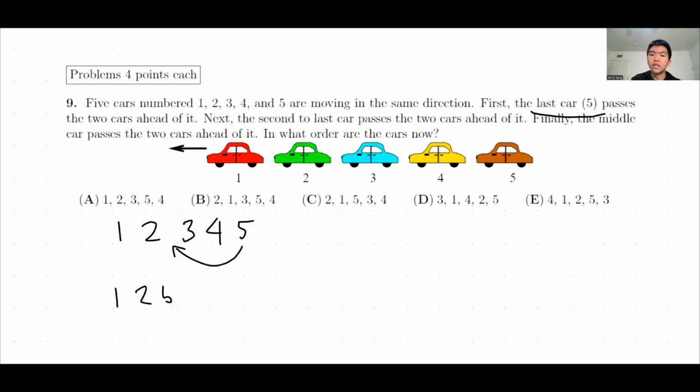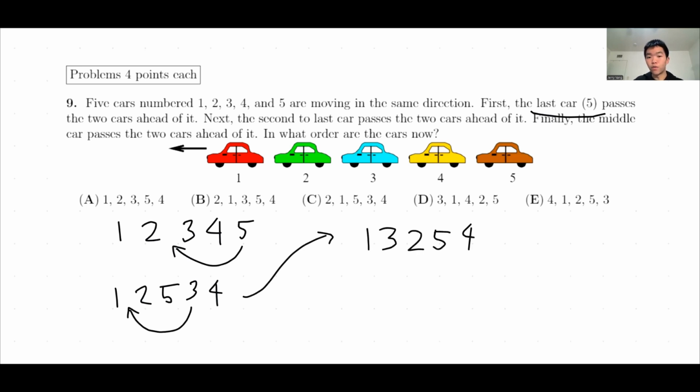So not that big of a difference. But now the second to last car passes the 2 cars ahead of it. Second to last car is now car number 3. So it passes car 5 and car 2. And now our order is going to be 1, 3, 2, 5, 4. So you see how it's kind of tricky because car 4 is no longer the second to last car. And then finally, the middle car passes the 2 cars ahead of it. And in this case, the middle car is now car number 2. So car number 2 passes car number 3 and car number 1. And now we have our order of 2, 1, 3, 5, 4. So that's our final order.